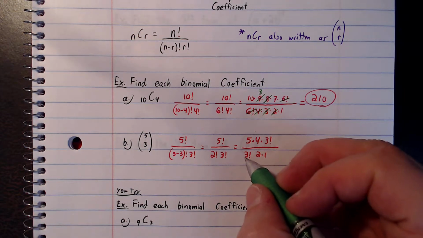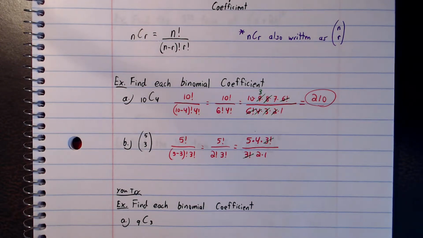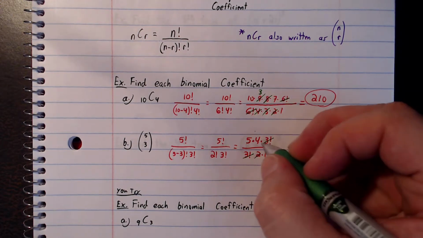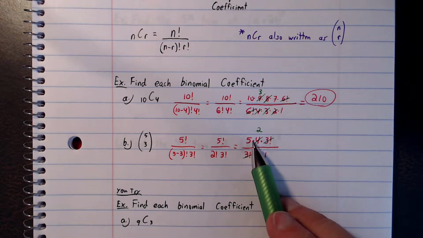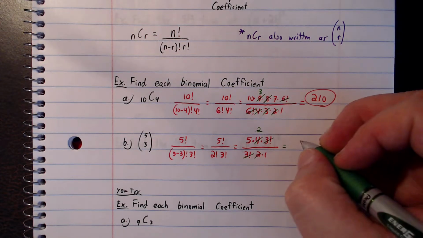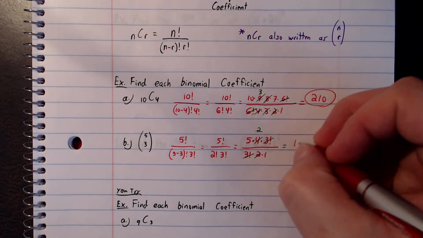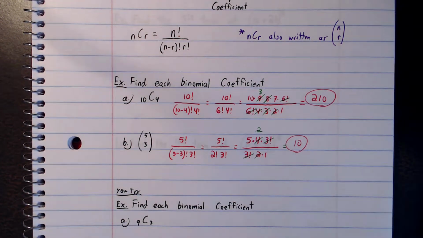And then we notice that some stuff eliminates. 3 factorials, those go away. 2 goes into 4 twice. And what we're left with is 5 times 2, which is 10. Okay, so that's how your n choose r works.